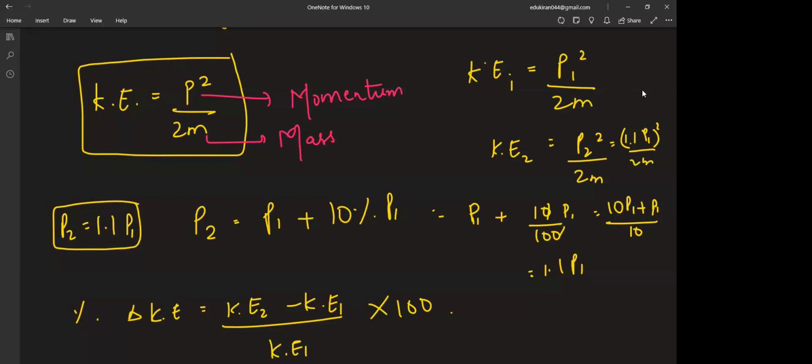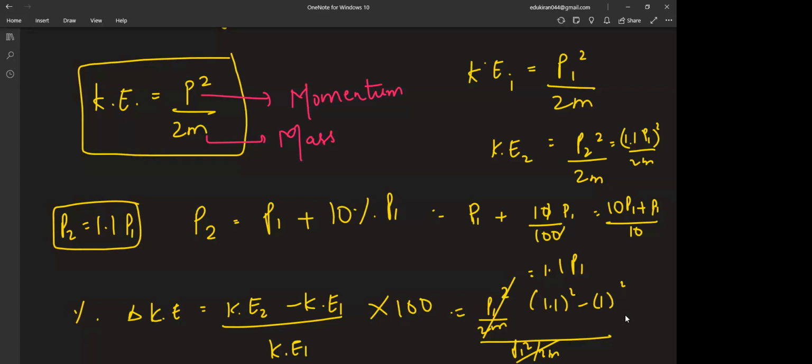1.1 whole square will be what? This will be 1.21, right? So 1.21 P1, you will have 1 minus, from here K2 minus K1, that is this minus this. So you can already take common P1 square by 2m. What are you left with? You are left with 1.1 square minus 1, divided by kinetic energy 1. This is also P1 square by 2m. So this part gets cancelled, this part gets cancelled. This is your answer. So that will be 12% something change.